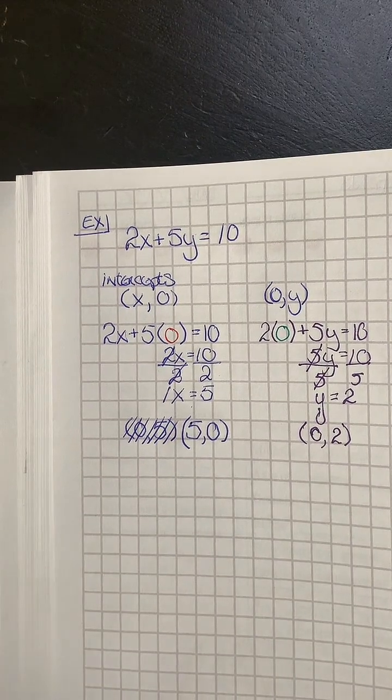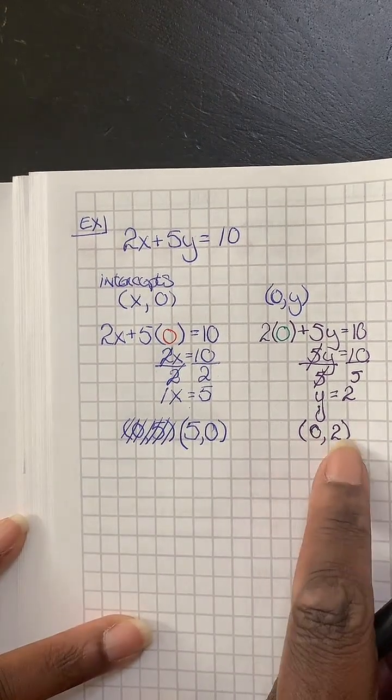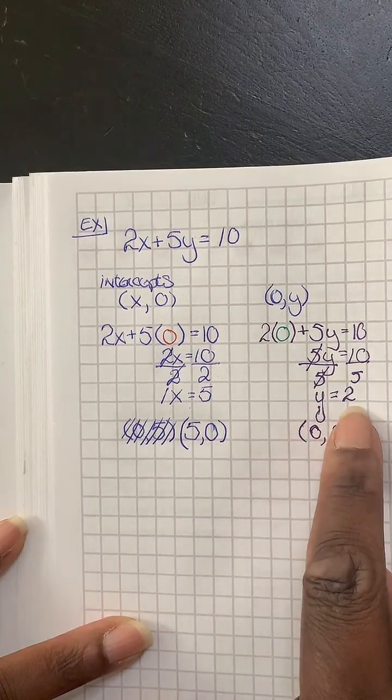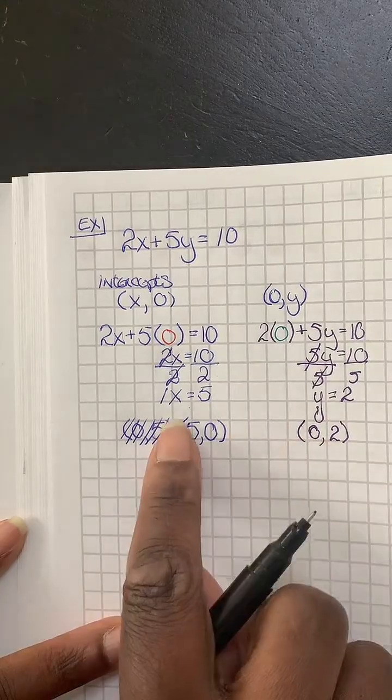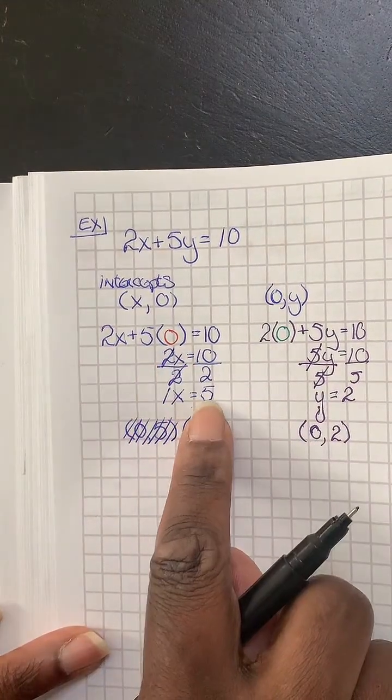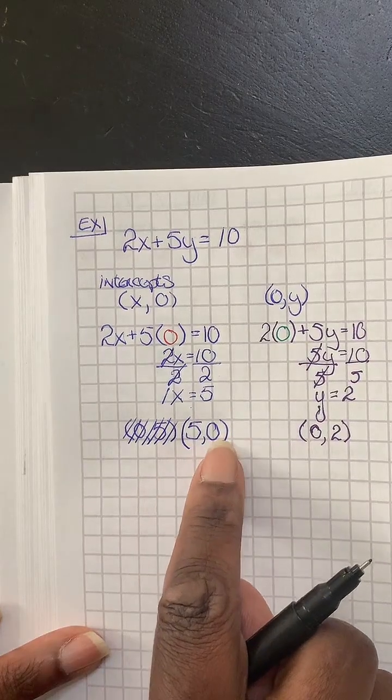Okay. So remember, it's my x, then my y. My x we substitute in for 0. We got a y equals, so that's why that's 2. This one, my y was 0, and we found the x. So it's supposed to be 5, 0.